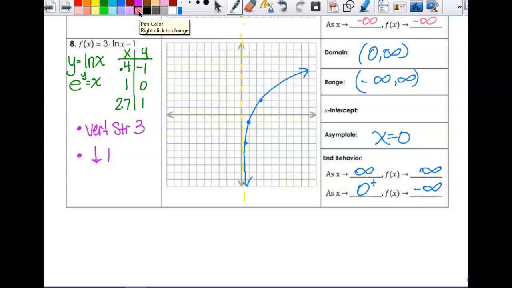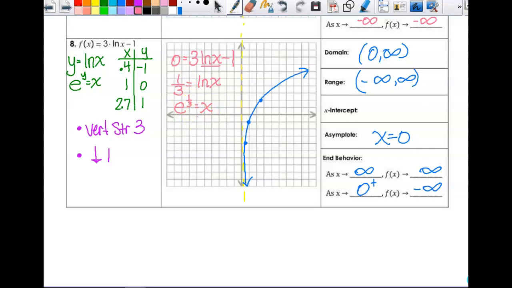So to find my x-intercept, I'm going to have 0 equals 3 times the natural log of x minus 1. Got to get the natural log by itself in order to rewrite. So I'm going to have to add 1 and divide by 3. So this will give me 1/3 equals the natural log of x. When I rewrite that, the base is e, so e to the 1/3 power equals x.